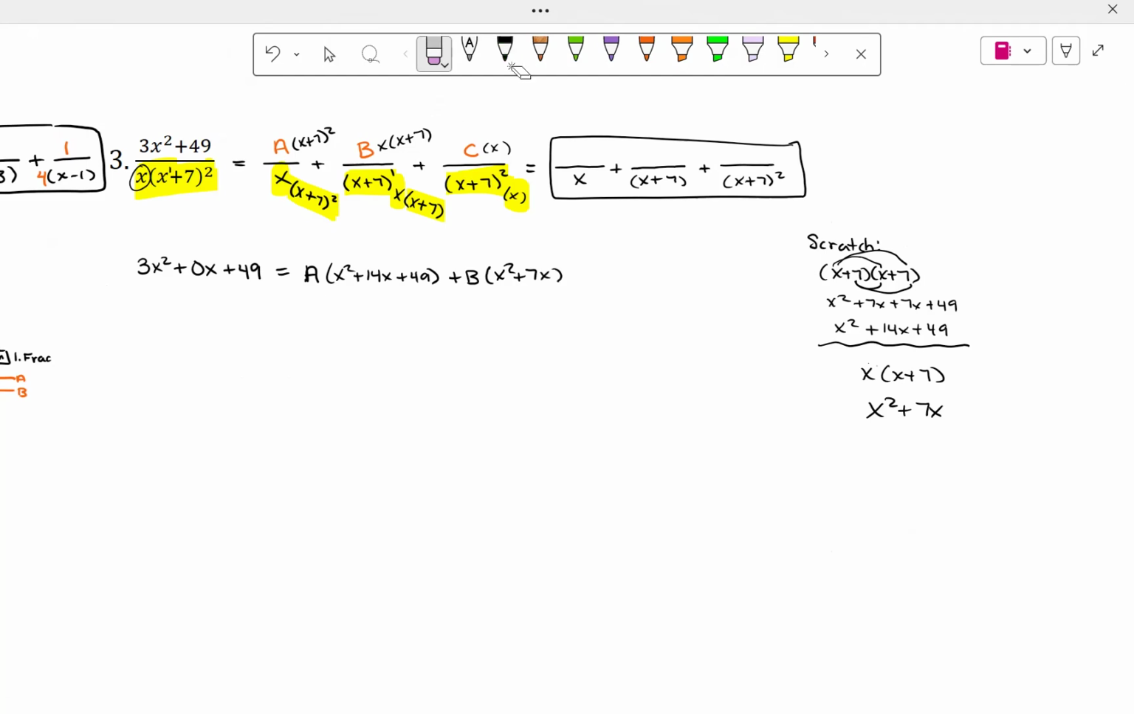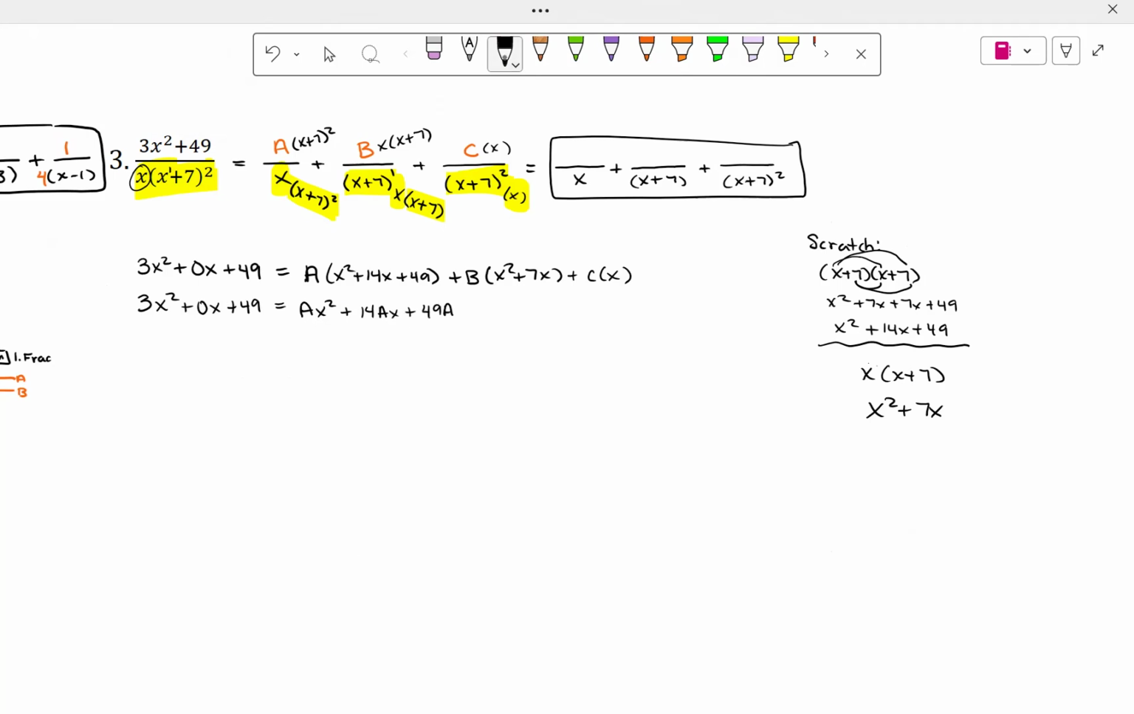And then I have plus c, and c is multiplied to just x. Okay. Let's go and do our distributions on the right-hand side now. I have 3x squared plus 0x plus 49 on the left still equals, distribute a through 3 terms. So ax squared plus 14ax plus 49a.